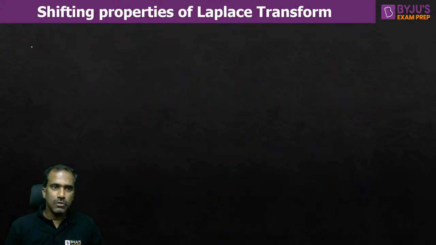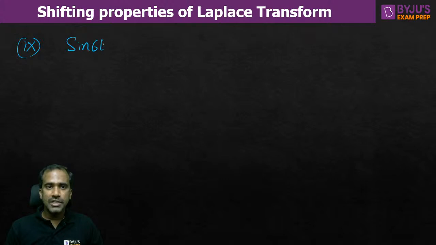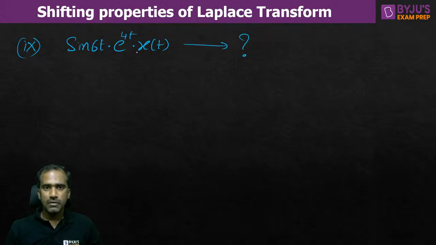You can practice one more. I will give you one question. You can practice it after the session. Same data. Find the poles of sine 60 into e power 4t into x of t. Can you try this one? What happens to the poles of this? We know the poles of Laplace transform of x of t is 4, 5, 8, 10. What are the poles of this new function?